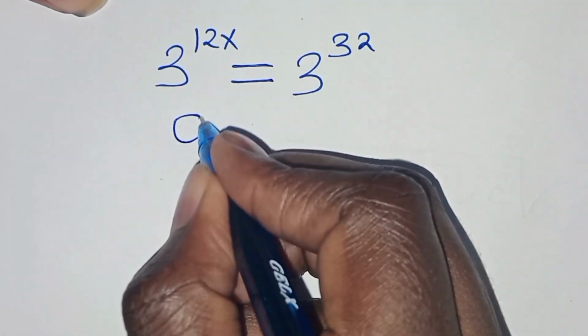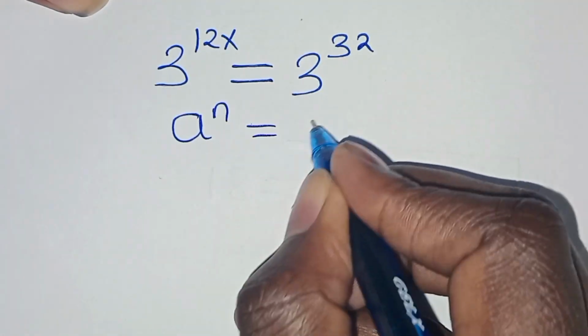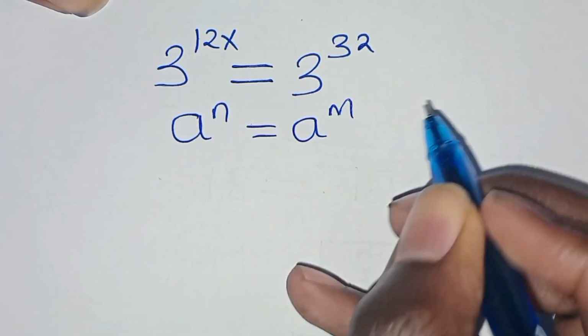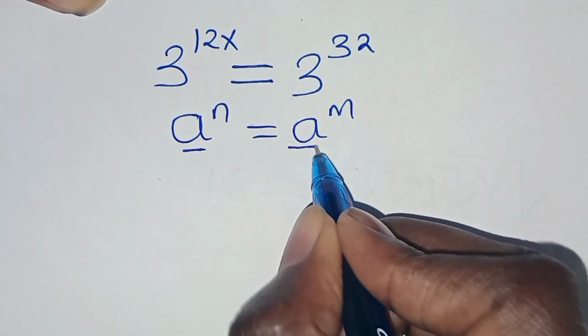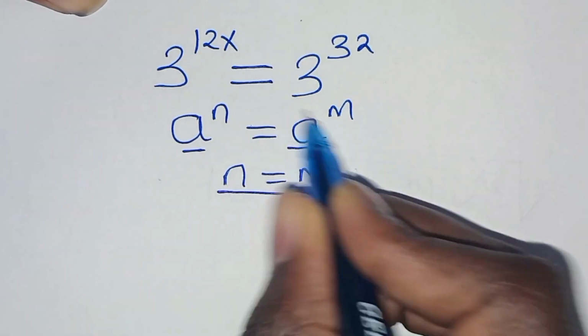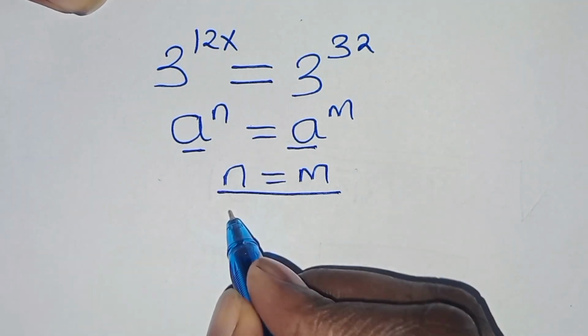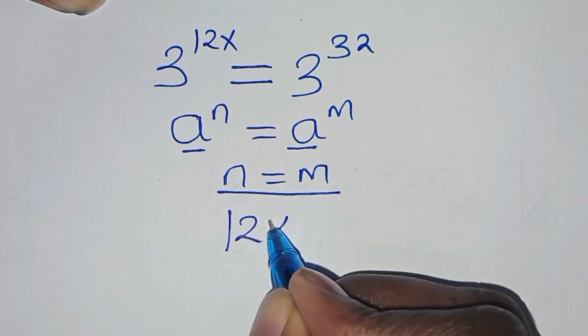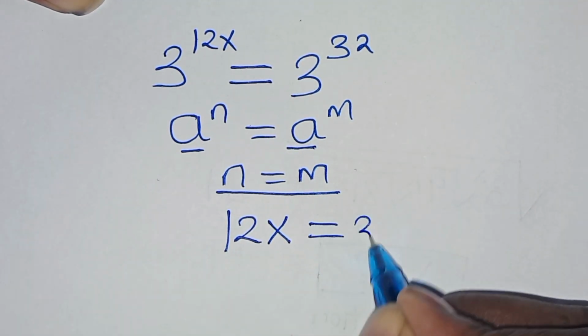Now this is in the form of a to the power n equal to a to the power m. Given that the bases are common here, then exponent n is equal to m. Now applying this property, here we have 12x. This is equal to 32.